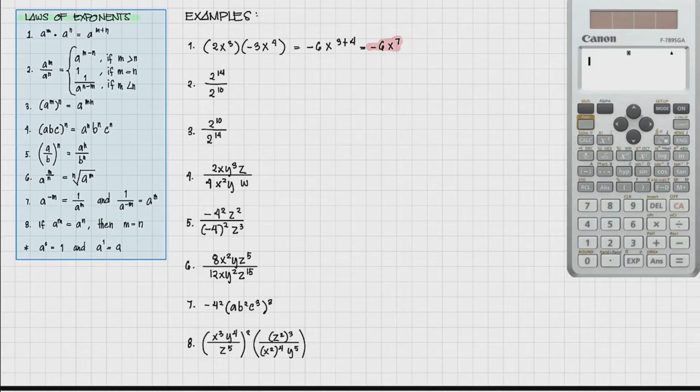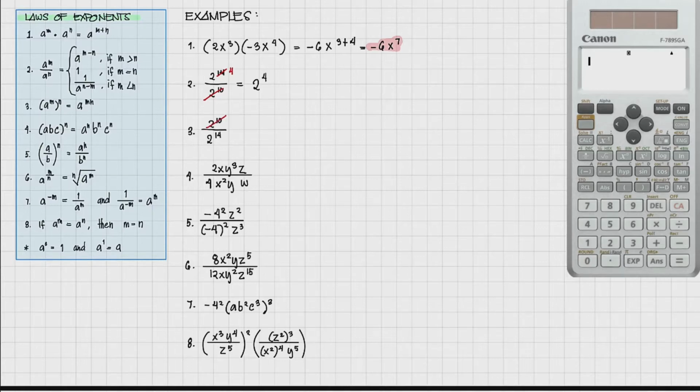So for number 2, you have 2 raised to 14 divided by 2 raised to 10. So I could cancel this whole thing out, 2 raised to 10, and subtract it from 2 raised to 14. What we'd be left with is 14 minus 10, which is just equal to 4. So this is 2 raised to 4. So I'm going to apply the same thing again for number 3.